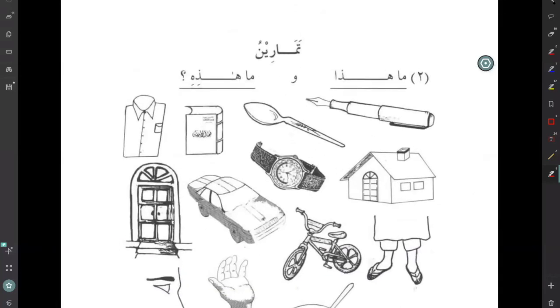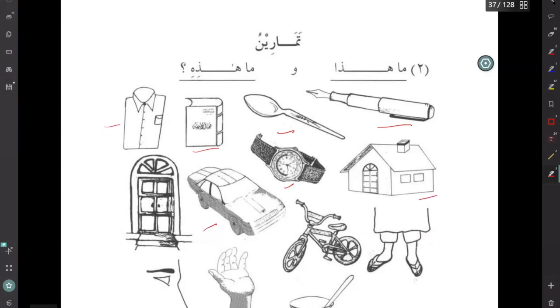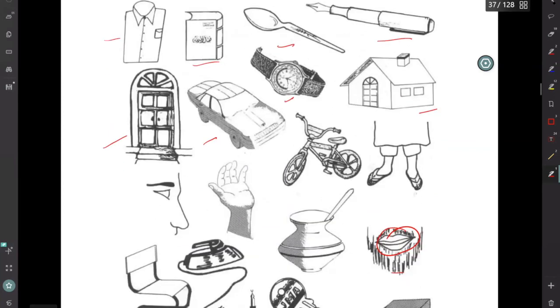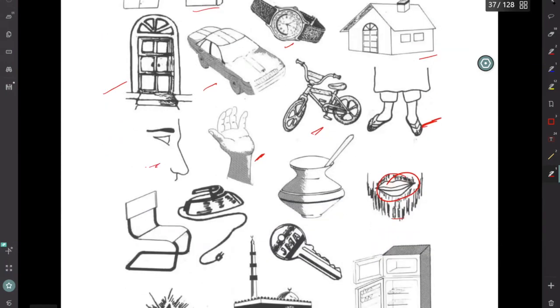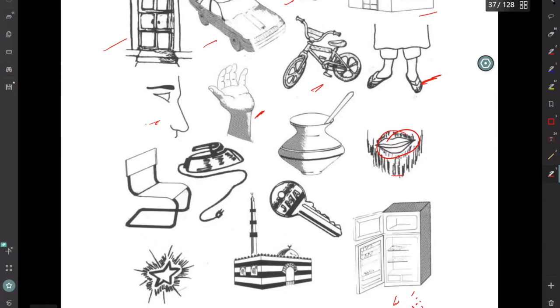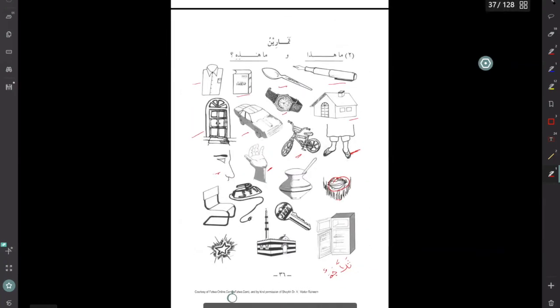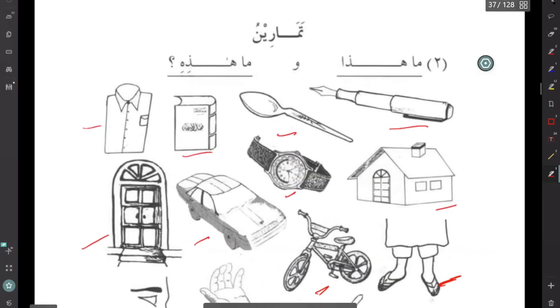So basically, you can read it yourself: hada qalamun, hadihi mil'aqatun, hada kitabun, hada qamisun, hada baytun, hadihi sa'atun, hadihi sayyaratun, hada babun, hadihi rijlun, هذه دراجة, هذه يد, هذا أنف. Just practice. You can take it very slowly. I'm just reading fast. Take your time and think about whether it is a masculine word or a feminine word. It's going to help you.